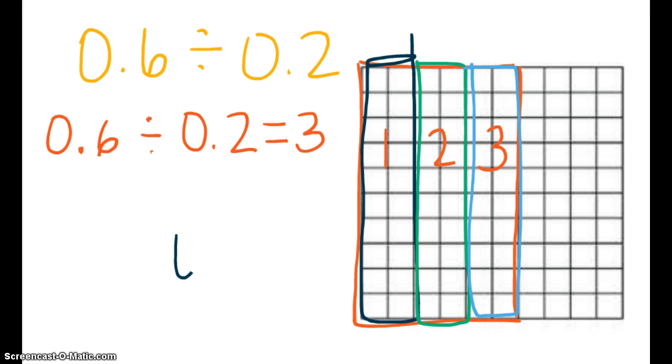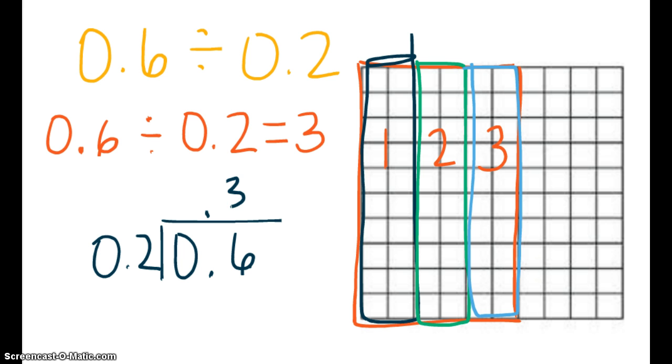Now let's look at it like this. 6/10 divided by 2/10. Well, if we divide without doing anything with the decimals, I would put my decimal point up here, and it would look like 2 will go into 6 3 times. So my answer is 3/10. But that's not what my answer is. Remember, I didn't have 3/10 of a group. I had 3 groups. So my answer is not 3/10.